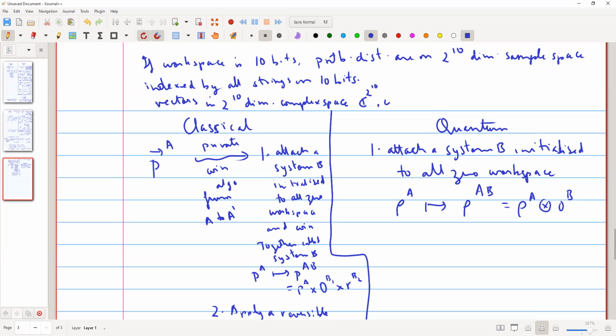The computational basis. Remember, we have to take an inner product space and choose a particular basis, and I'll call it the computational basis, for the purpose of a computation. So fix some basis of this 2 to the 10 dimensional space of complex numbers, once and for all. Now this basis I will identify with my bit strings. So the computational basis is indexed by strings of 10 bits.